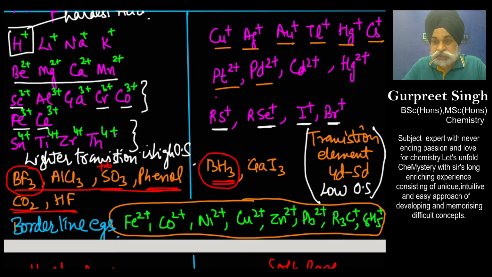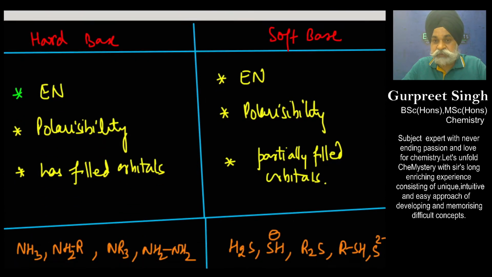Now coming on to the hard and soft bases, it is easy. A hard base is again the one which would have high electronegativity. The polarizability is poor. They are not easily polarized because the electrons are tightly held because of the high electronegativity, and they would have fully filled orbitals, not having any orbital which is partially filled.